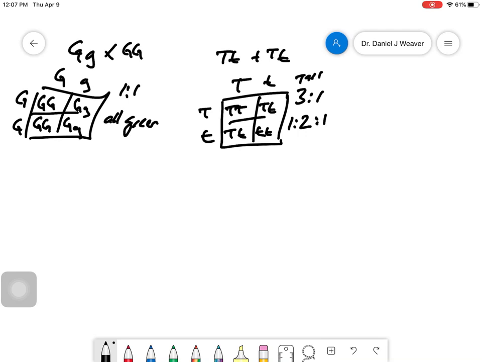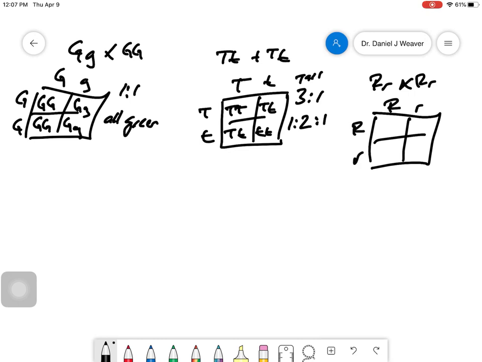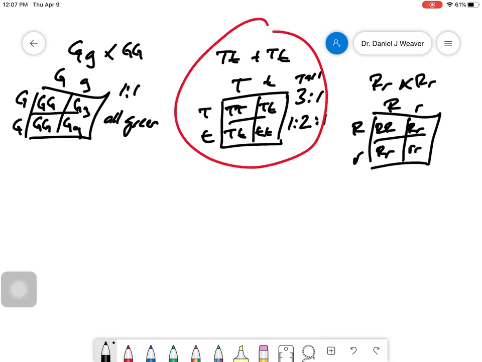For the third one, I'm crossing a big R, little r with a big R, little r. Now you'll notice this is identical to the one we just did. The letters don't matter. They just stand for some trait. R, B, T, D, A. The letter doesn't really matter. It's just a symbol. All I really need to know is I've got 1 dominant, 1 recessive. So this is going to have the exact same results as the one that we just did. All right, so you can refer back to the one we just did in order to see what that outcome should look like.